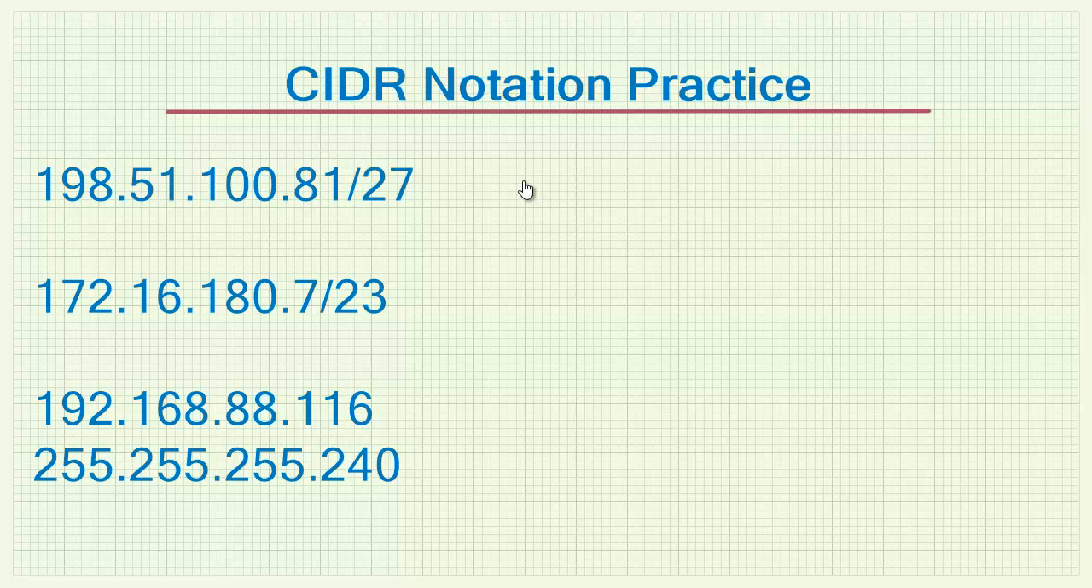Okay, now that you've seen the process in practice, this idea of CIDR notation and how we can look at either an IP address and decimal mask and convert it to CIDR or go back the other way, I've got 3 examples here on the whiteboard that I would like for you to pause the video and work on. Here's the first example up here, 198.51.100.81/27. Then we've got another one in CIDR notation, 172.16.180.7/23.